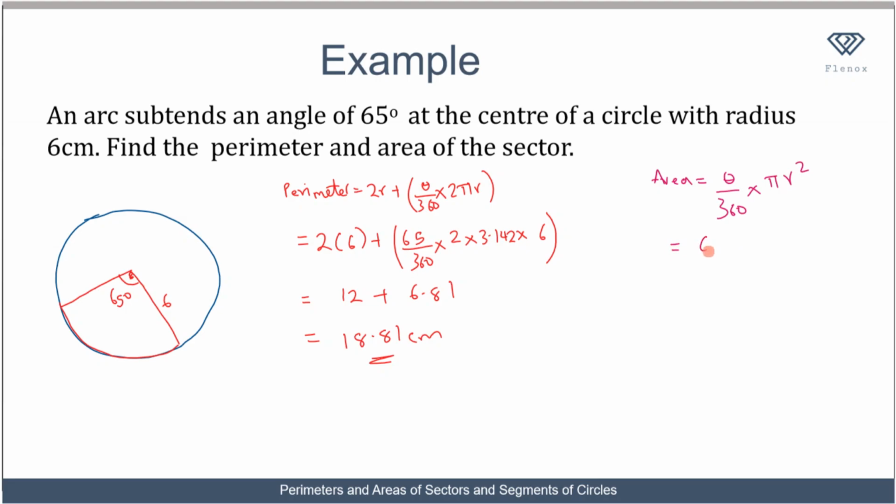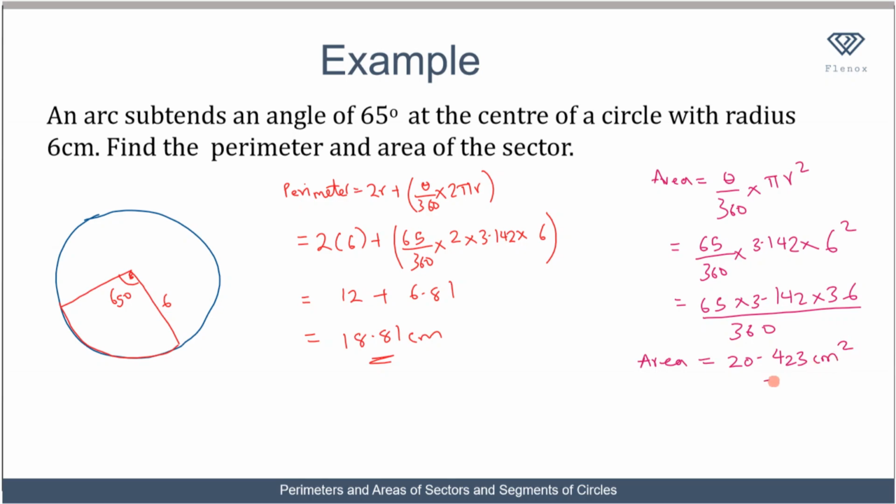So what is my theta here? 65 over 360 times pi, which is 3.142, and my radius is 6, so I have 6 squared. That becomes 65 over 360 times 3.142 times 36. When you punch this into your calculator, you get your area to be equal to 20.423 centimeters squared. So what you should notice is that the unit of my perimeter is in length, so I have centimeter, and the units of my area are in length squared, so I have centimeter squared.